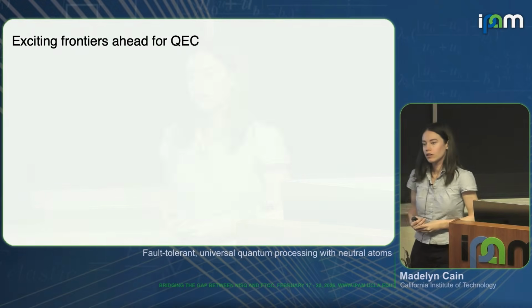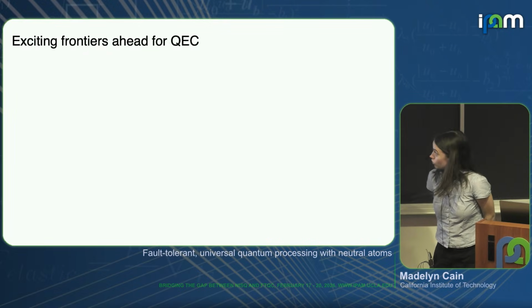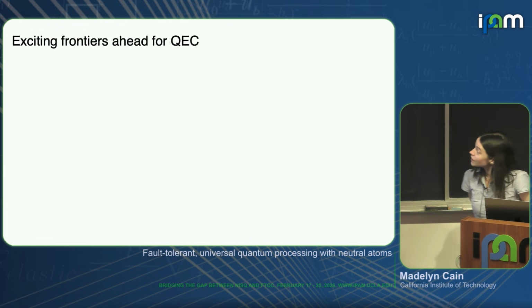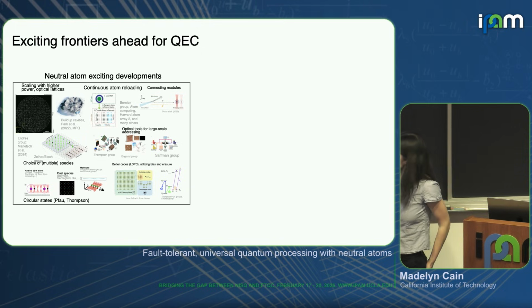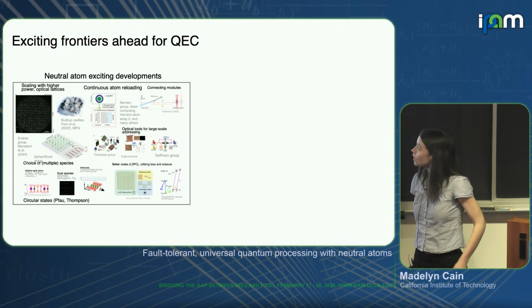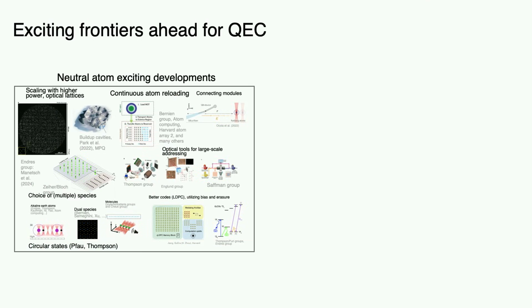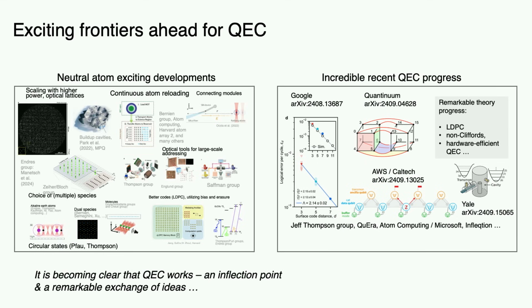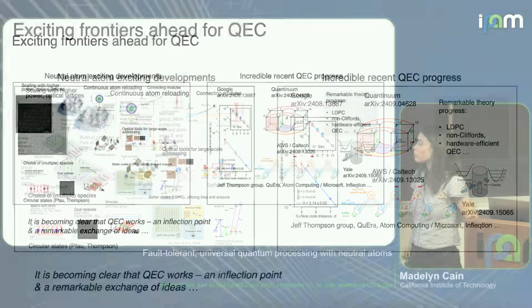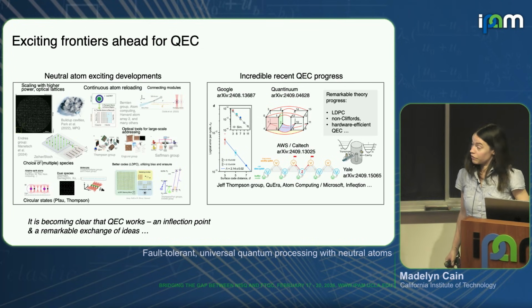Okay, so just to wrap up, I hope I've given you a flavor of what quantum error correction can look like with neutral atoms. I think that there's a really exciting frontier ahead for quantum error correction, both in neutral atom systems where there's a clear pathway to scaling to tens of thousands of qubits, and additional abilities to do continuous reloading in order to access deeper and deeper computation. There's also been a lot of recent incredible progress across the field in superconducting qubits and trapped ions. And I think it's a very exciting time. It's clear that quantum error correction works, and there's been a really remarkable exchange of ideas within the field.